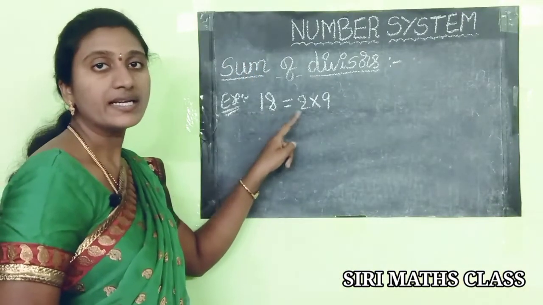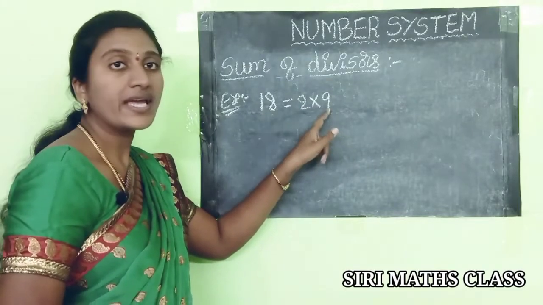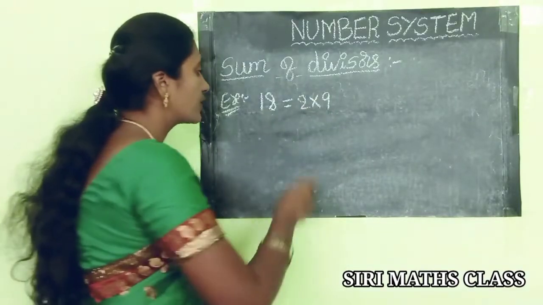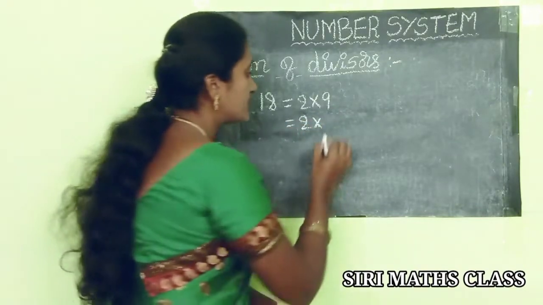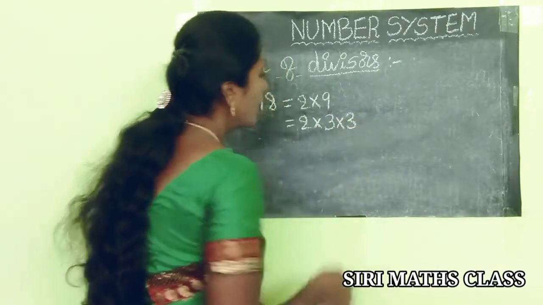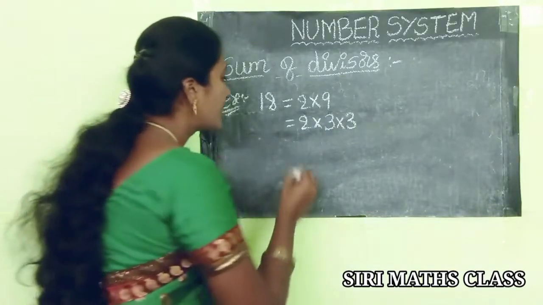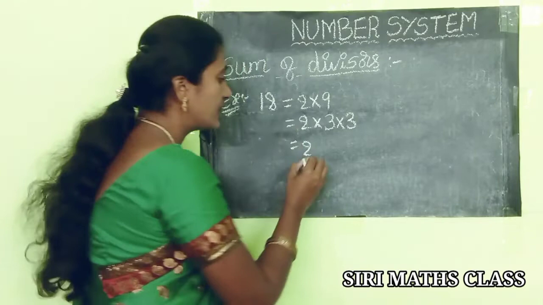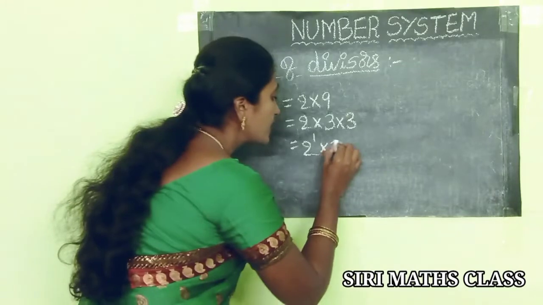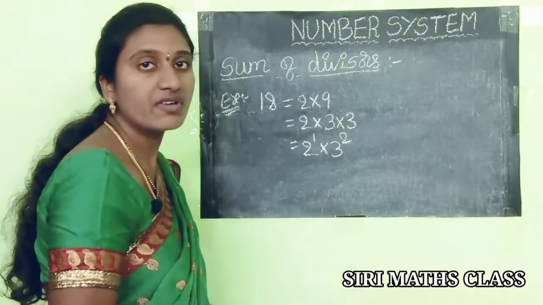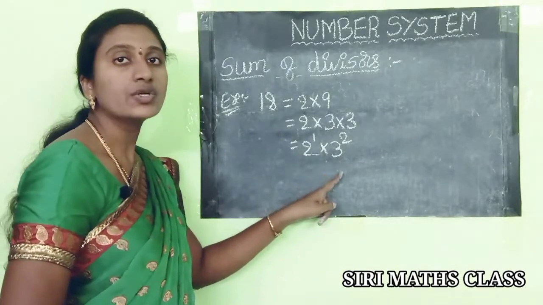18 we can write as 2 into 9. 2 is a prime number, 9 is a composite number. So again 9 we can convert into prime factors: 3 into 3. See here, 2 and 3 are prime numbers. How many are there? Only one 2 is there, so 2 power 1, into how many 3s are there? Two 3s are there, so we can write 3 power 2, simply 3 square. What is the standard form of 18? 2 power 1 into 3 square.